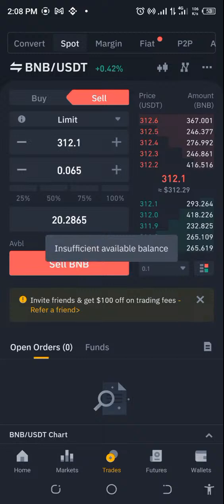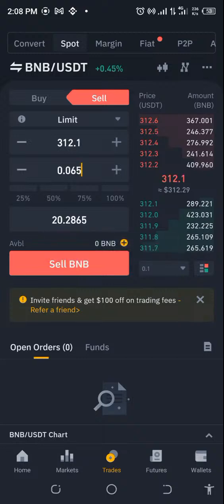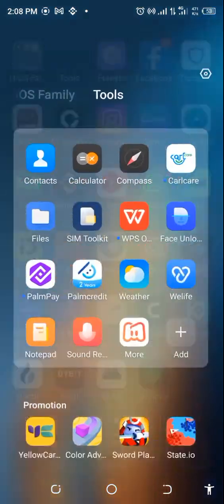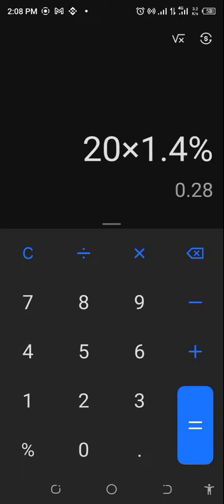So we have 20.28. So that's about 1.4%. Is that 1.4%? Something in that range. Let me be sure. Yeah, that's 1.4%. I was thinking of going, let me do it with my calculator just to be on the safe side. So that's 20 times 1.4%. Okay, yeah.